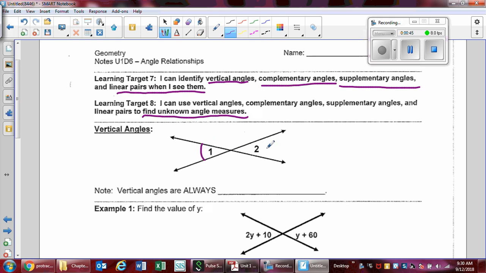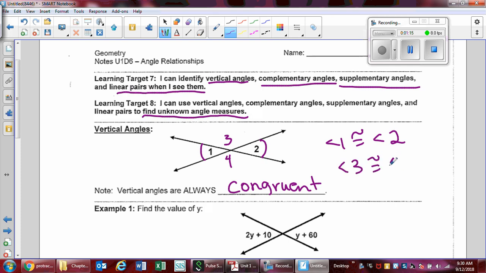So in this case, angle 1 and angle 2, they're opposite from each other, so they are going to be your vertical angles. We call this type of angle a vertical angle. And if I label this 3 and 4, 3 and 4 are also vertical angles. So vertical angles are always going to be congruent. Okay, that's something you have to remember. Angle 1 is going to be congruent to angle 2, and angle 3 is going to be congruent to angle 4. They're going to be the same measure.